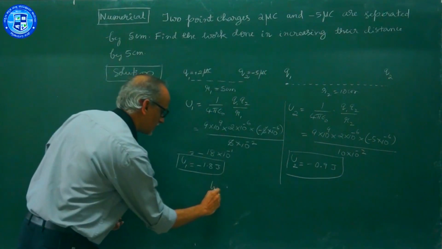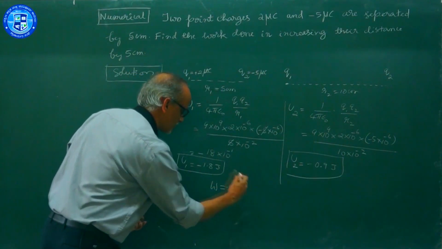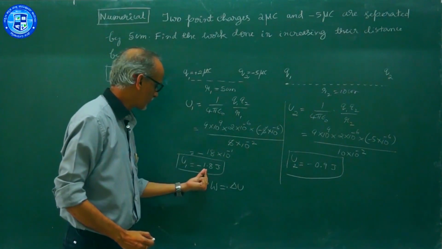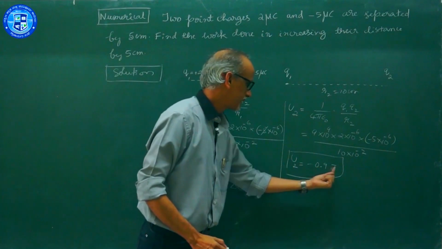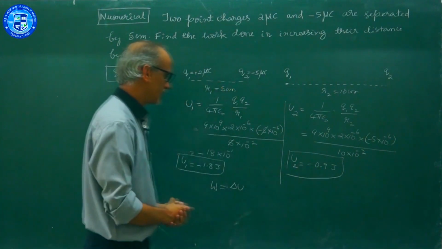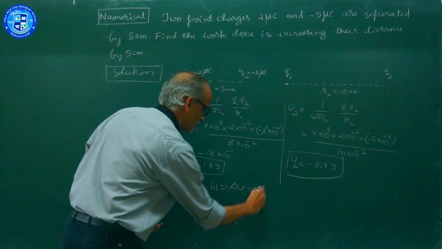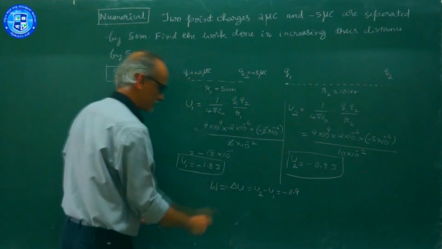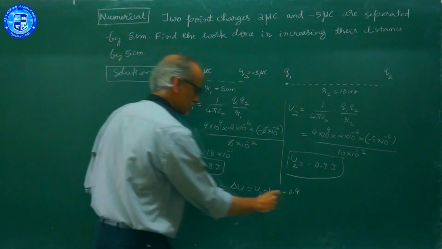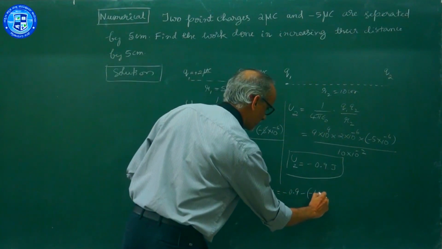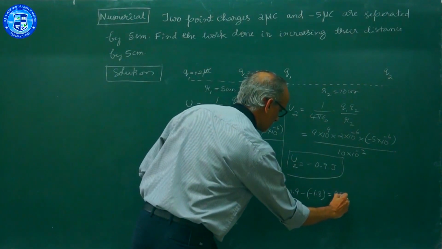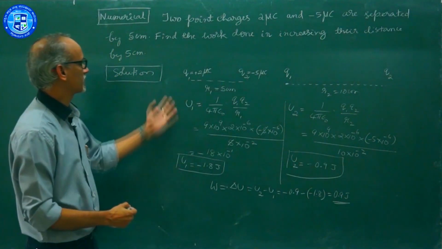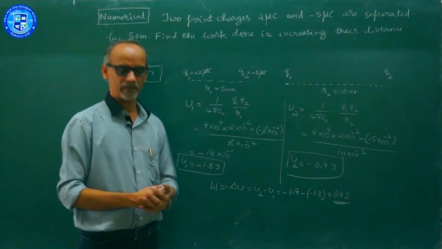Now, work done is always a measure of the change in energy. Which energy is greater, minus 1.8 joule or minus 0.9 joule? Basically minus 0.9 joule is greater, therefore it will be U2 minus U1, which is minus 0.9 minus of minus 1.8, and that gives an answer 0.9 joule. So this is the work done in shifting the charges by 5 centimeter.